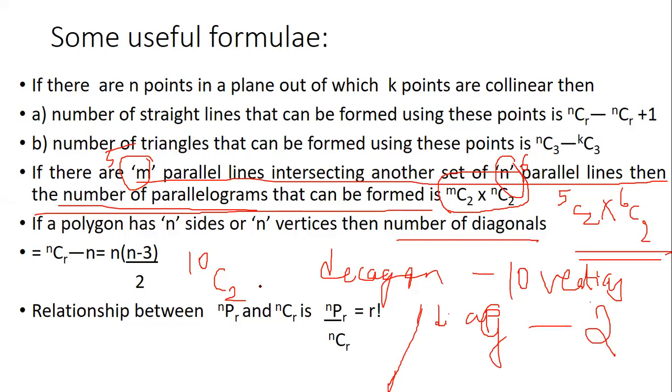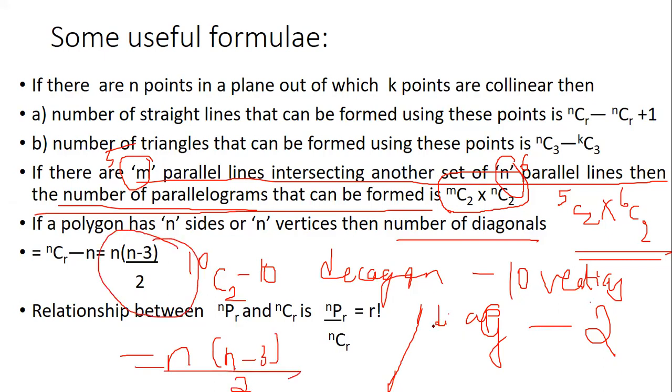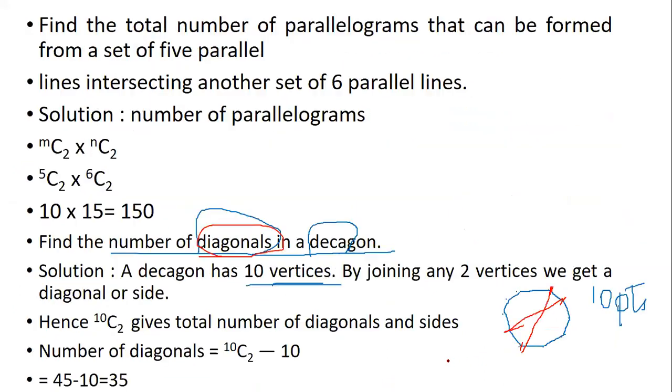So let's say 10C2 minus N. That is what they're trying to give. In short, we are supposed to find out N into N minus 3 divided by 2. If you use this formula, then you'll be able to get the number of diagonals. In short, that is what they're trying to give. Now, let us see here. A decagon has 10 vertices. By joining any two vertices, we get a diagonal or a side.